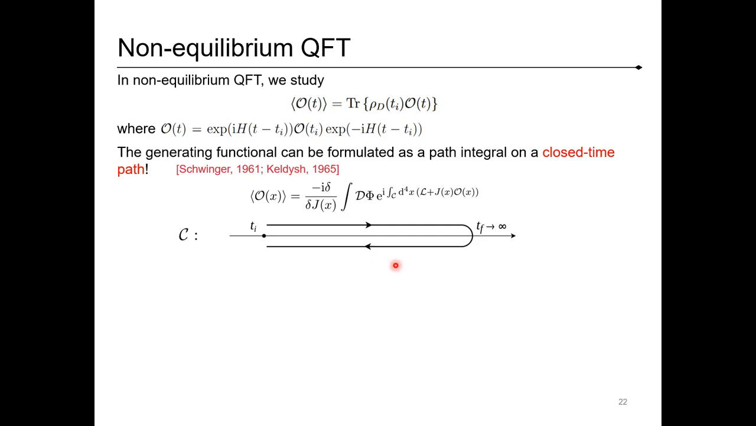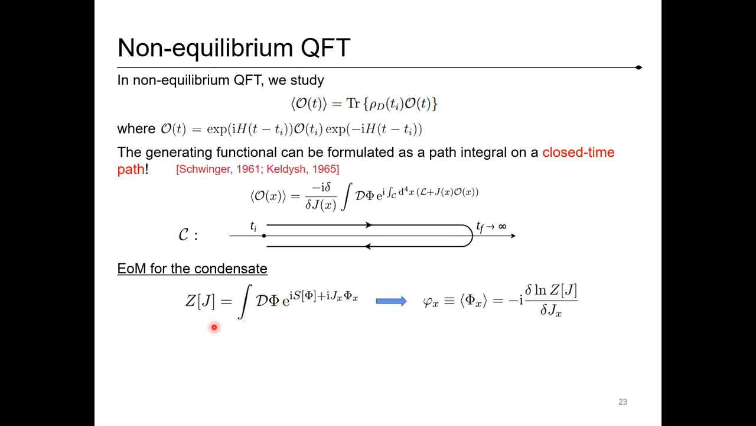Okay. Now, to derive the equation of motion for the condensate, namely the background field, we first define the generating functional with source. Here I should also write the contour C, but you should understand that this is not the normal generating functional, but it is also defined on the closed contour. And then the one-point function is given by the derivative of the Schwinger functional with respect to the source.